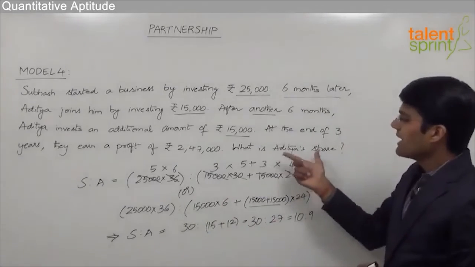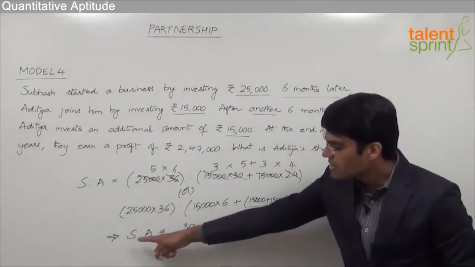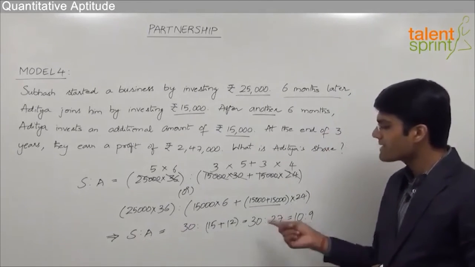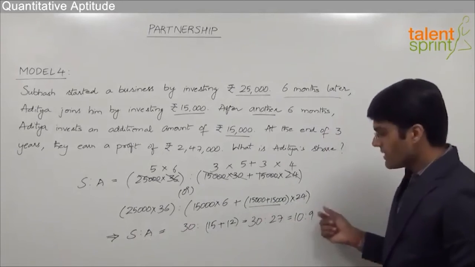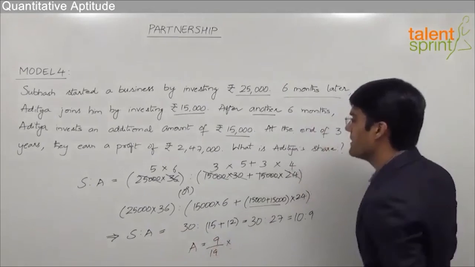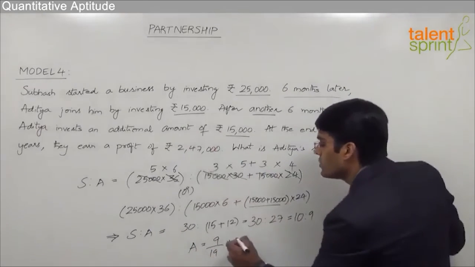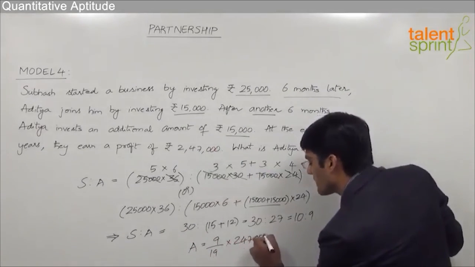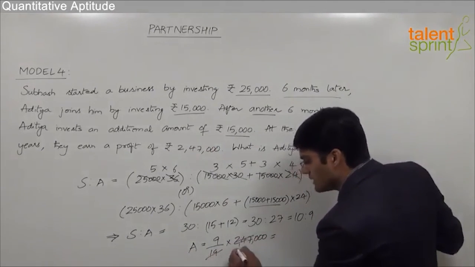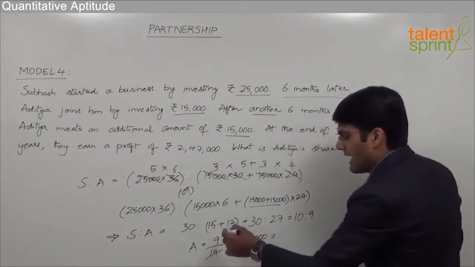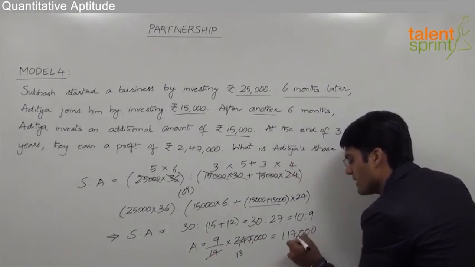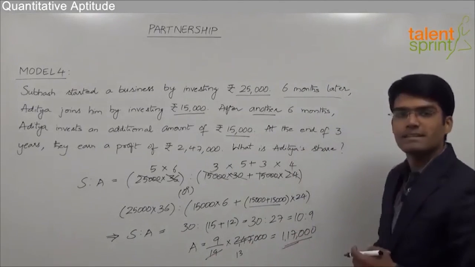And we are supposed to find out Aditya's share. As we can see here, the share of Subhash is to Aditya is 10 is to 9. That means out of total 19 parts, Aditya will get 9 parts. So we can say Aditya's profit will be equal to 9 out of 19 multiplied by the total profit, that is 2,47,000. And by simplifying this, we can say that 19 into 13 will be 247 and 9 into 13 should be 117. So the profit of Aditya should be 1,17,000.